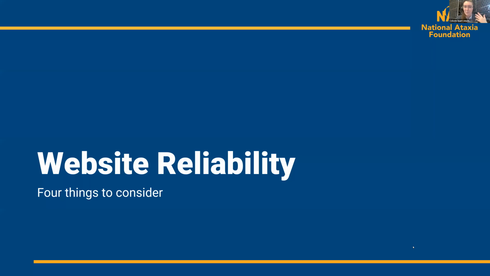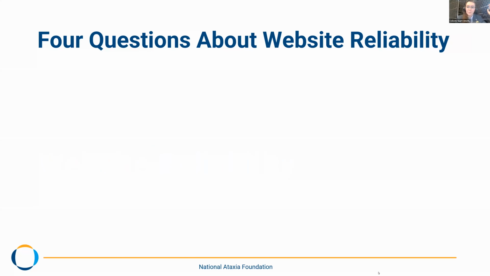So let's start off with website reliability. I get a lot of questions and emails about this. So here are 4 things to consider when you're looking at different websites to find out information about ataxia. We're going to go through the 4 big questions, and go into each one in a little bit more detail. Whenever I am exploring a new website about ataxia, or any website really, here are 4 questions that I ask myself.